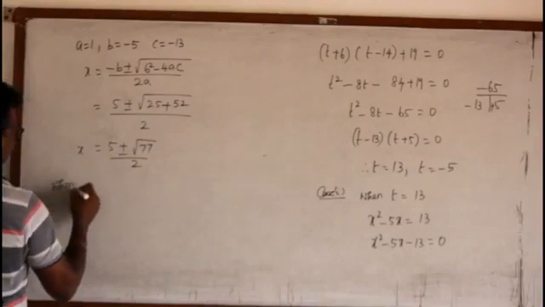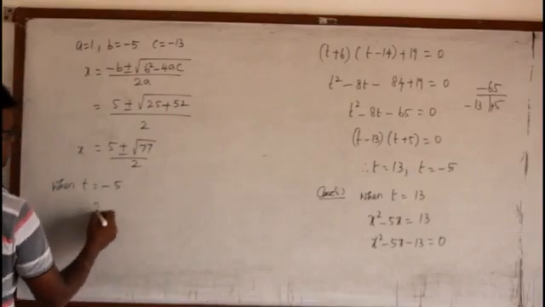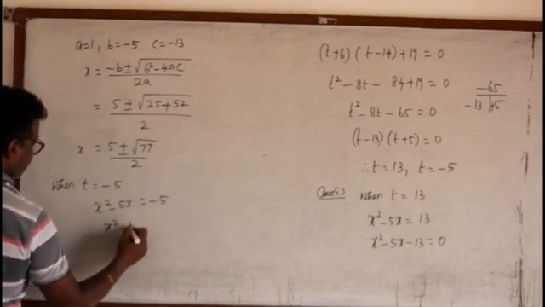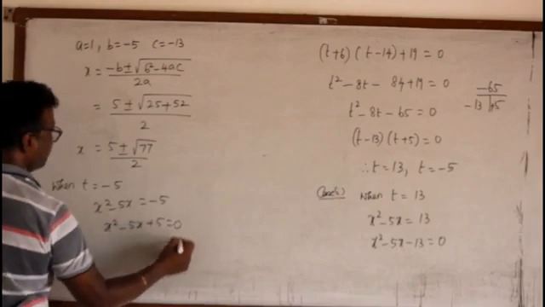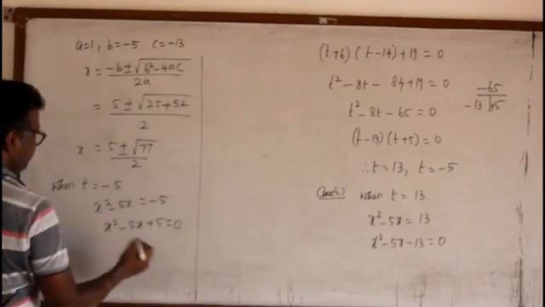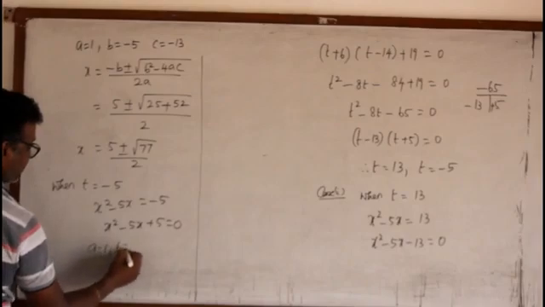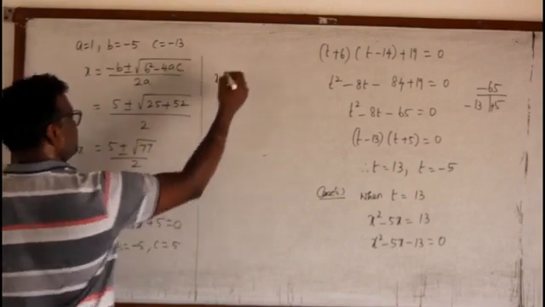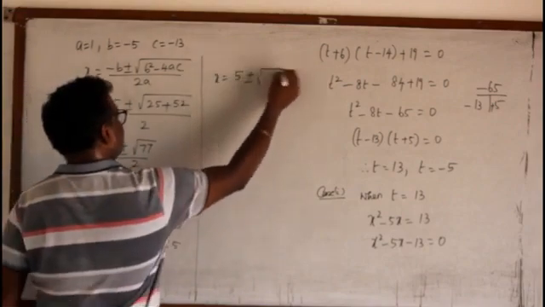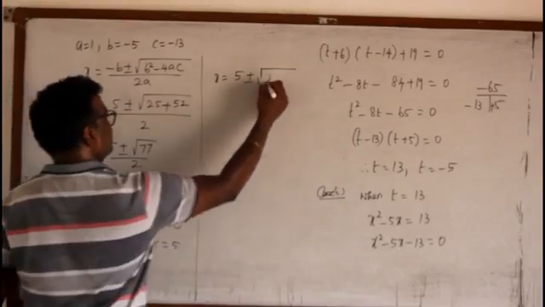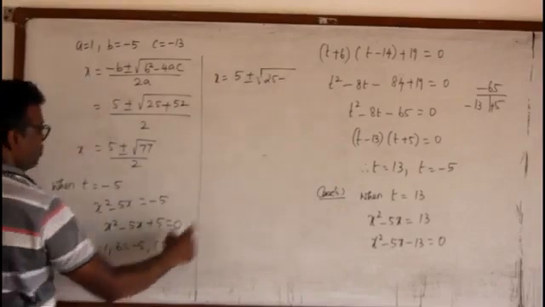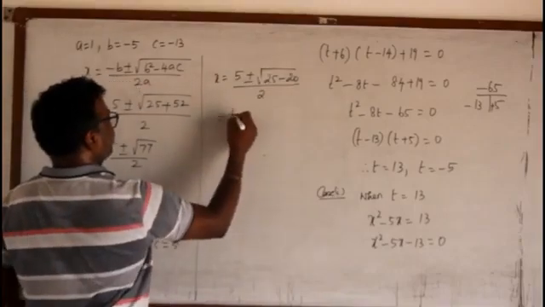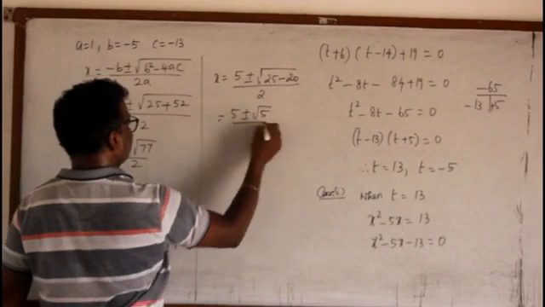When t equal to minus 5, that is x square minus 5x equal to minus 5, so x square minus 5x plus 5 equal to 0. Again the same method: a equal to 1, b equal to minus 5, c equal to 5. x equal to minus b plus or minus root of b square, 25 minus 4 times 5, which is 20, by 2a. It is 5 plus or minus root 5 by 2.